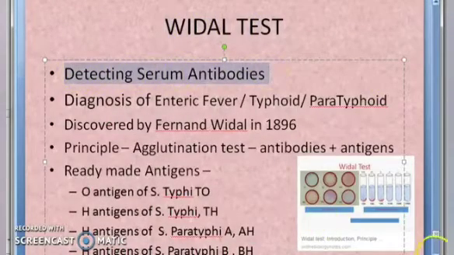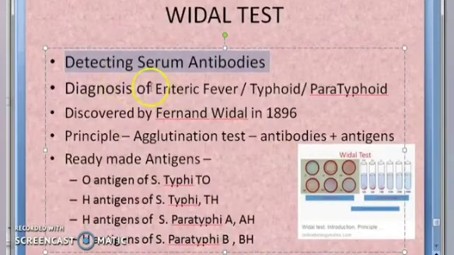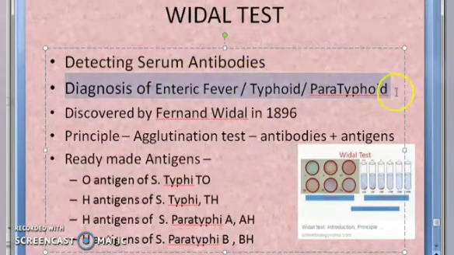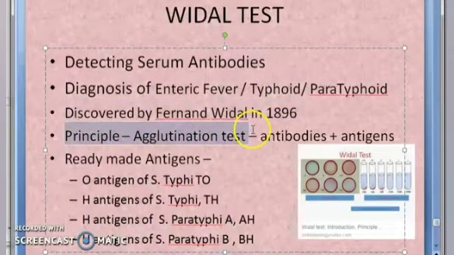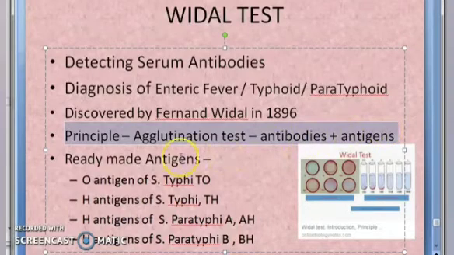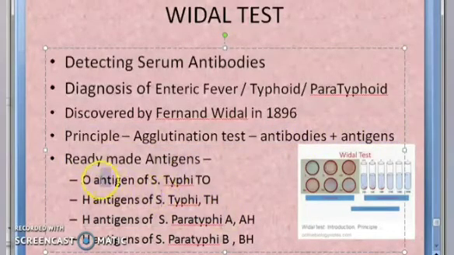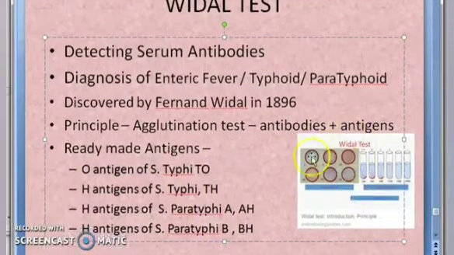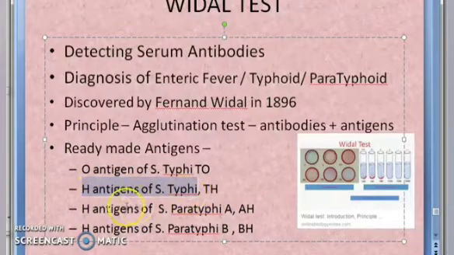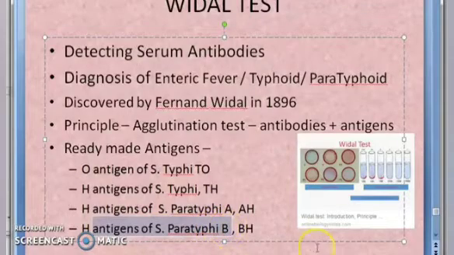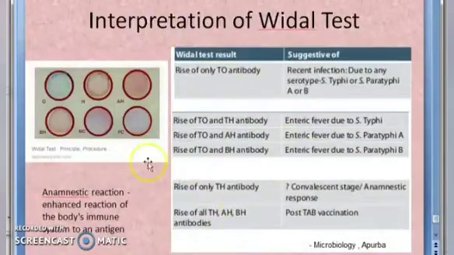Let's revise Widal test. It is for detecting the serum antibodies, especially used in typhoid fever, diagnosis of enteric fever, typhoid, paratyphoid. It was discovered by Widal in 1896. The principle is agglutination test. Antibodies and antigen agglutinate. You have ready-made antigens for these. Sometimes they could even be bound in these plates and you can just directly use it on them. So, O antigen of Salmonella typhi, H antigens of Salmonella typhi, H antigens of Salmonella paratyphi A and H antigens of Salmonella paratyphi B. And this is the interpretation of the test.